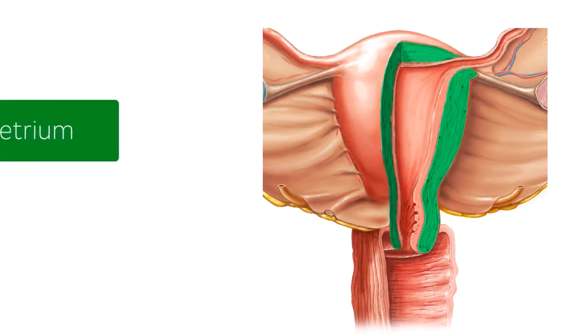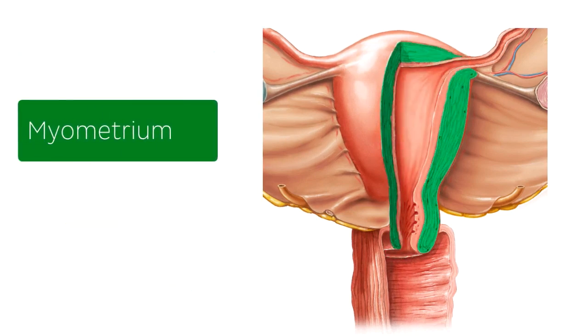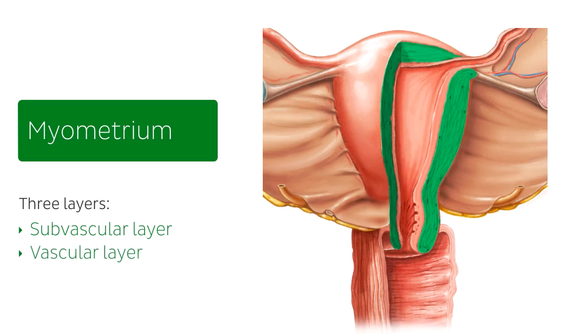The myometrium is comprised of a complex of 3 smooth muscle layers. The first layer that we're going to talk about is the subvascular layer, which is a thin layer of smooth muscle that participates in the sealing of the uterine tubes and the separation of the endometrium during the menstrual cycle.